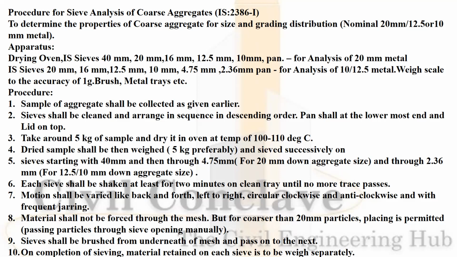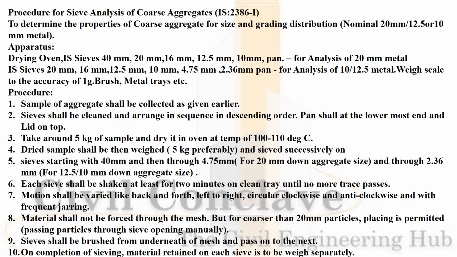The procedure for the same: a sample of aggregates has to be collected, as I mentioned earlier. Sieves should be cleaned and arranged in descending order. The pan should be at the lowermost end and the lid has to cover the top of the total sieve shaker. Let us take about 5 kgs of the sample, dried at a temperature of 100 to 110 degrees. Dried samples should be weighed, preferably 5 kgs, and sieved in continuation.